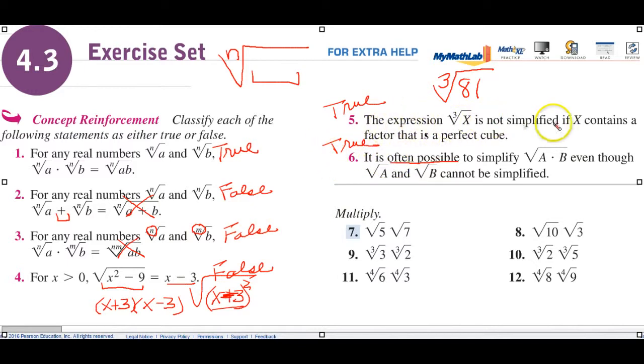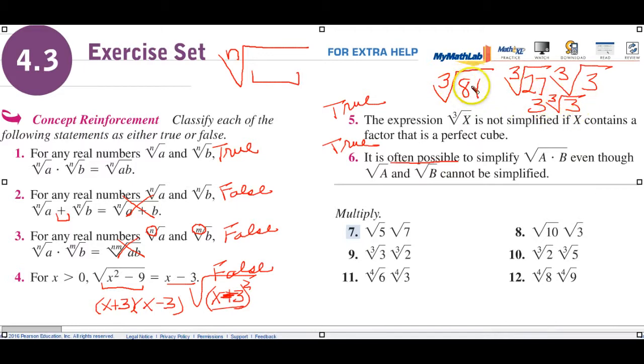So the expression is not simplified if x, which I'm saying is 81, contains a factor that is a perfect cube. Well, as we look at 81, 81 is not a perfect cube, but 81, as we've mentioned, can be teased apart into 27 and 3. So 27 would be a perfect cube. So this would become, the cube root of 27 is 3. So now this is simplified.